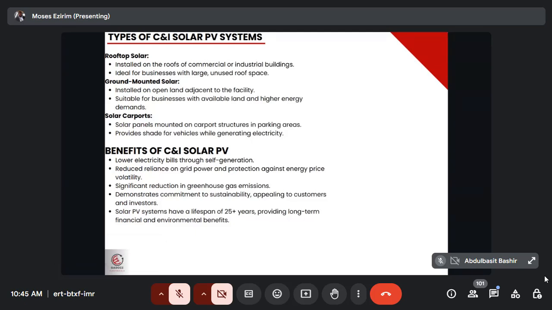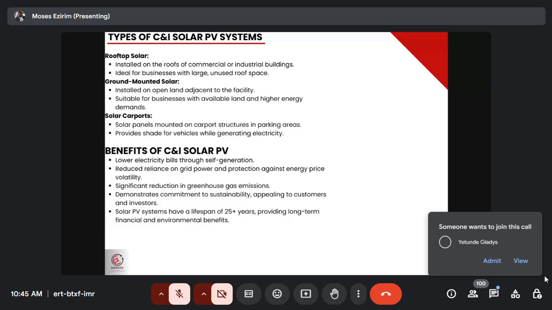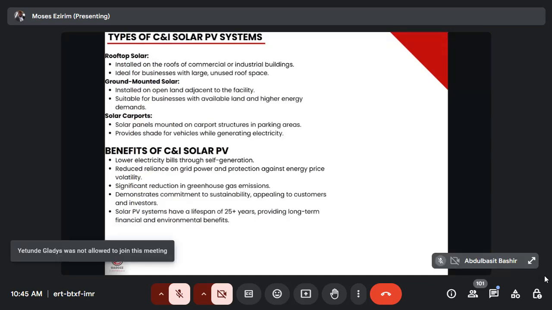So now we have different types of C&I. The first one is rooftop solar. This one is the cheapest form of C&I solar PV, because I already have the roof space. All you need to do is just ascertain that the space can accommodate the capacity that you want to design. Once you can accommodate it, as time goes on, there are a lot of innovative approaches being put into place regarding rooftop solar.